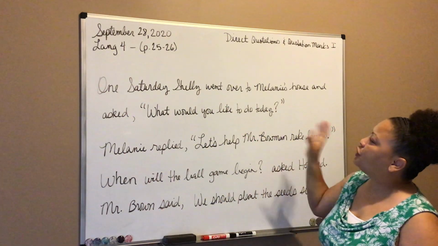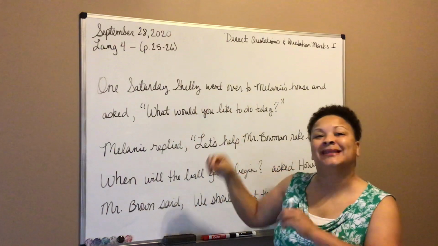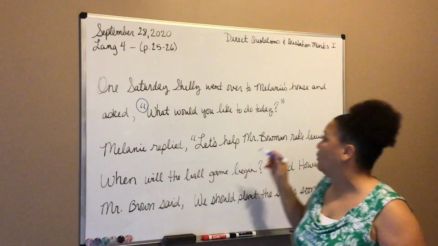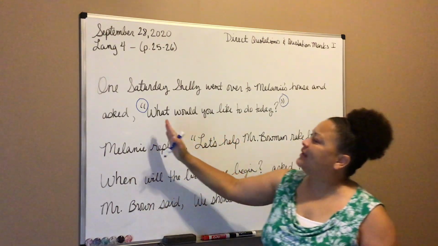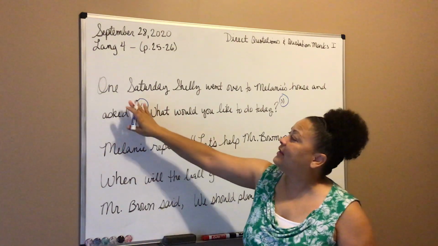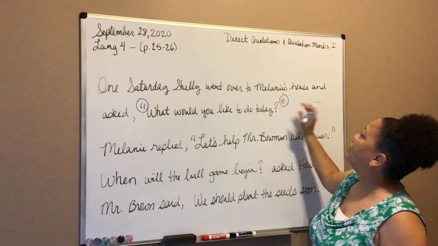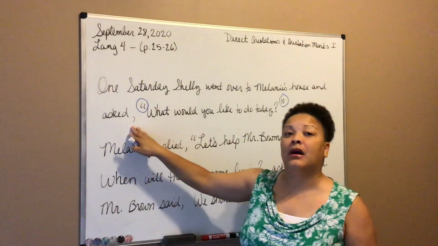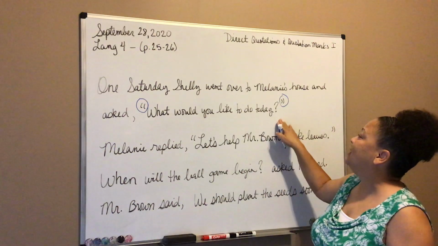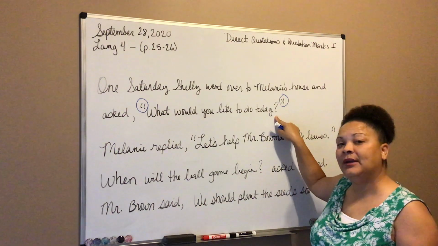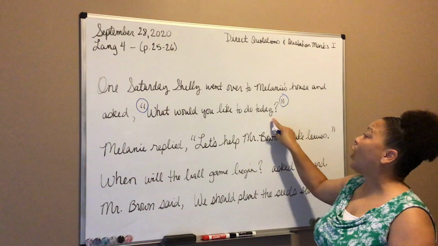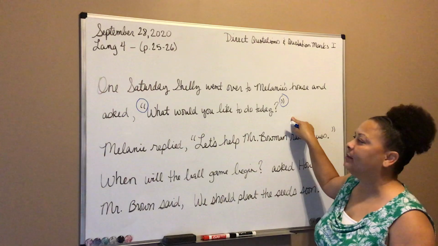So in order for us to show that Shelley said some exact words, we put her words in these quotation marks. Okay, so notice that a quotation mark is preceded by a comma. So it says, one Saturday, Shelley went over to Melanie's house and asked, comma. Now, what did she ask? What would you like to do today? Notice that her question ends with a question mark. And the quotation marks are outside of the question mark.